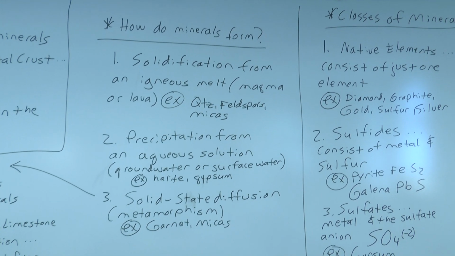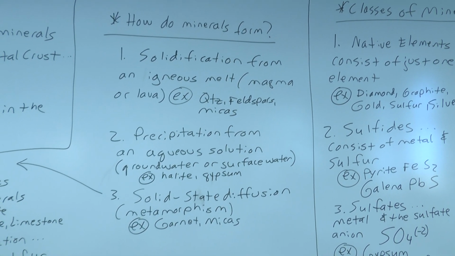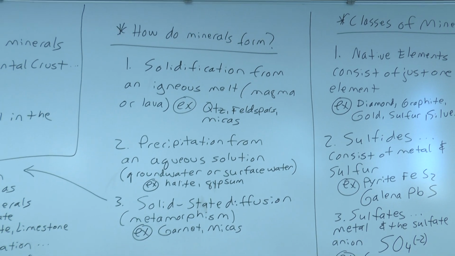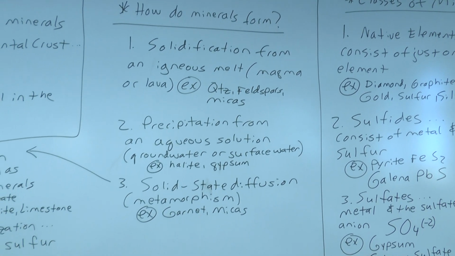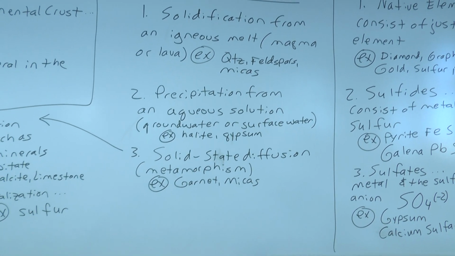Remember muscovite mica and biotite mica we looked at in class? They're common in granite, and granite is a common intrusive igneous rock. We'll learn more about igneous rocks after we're finished with minerals.